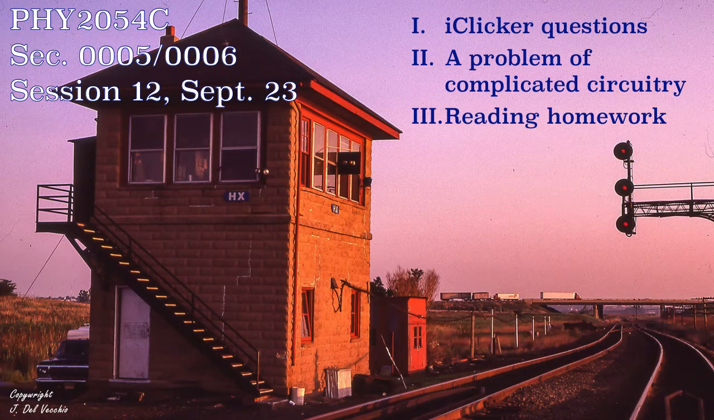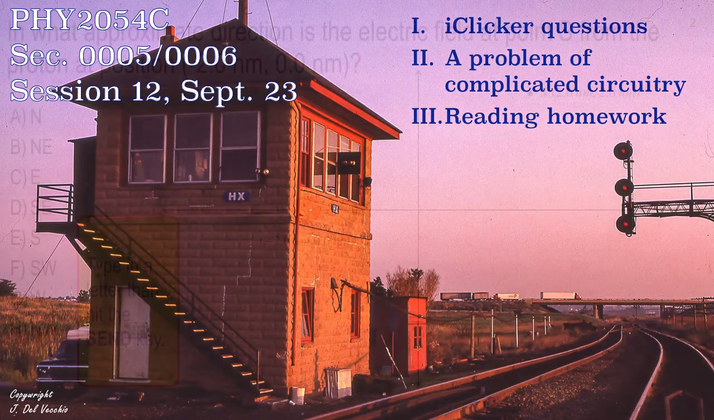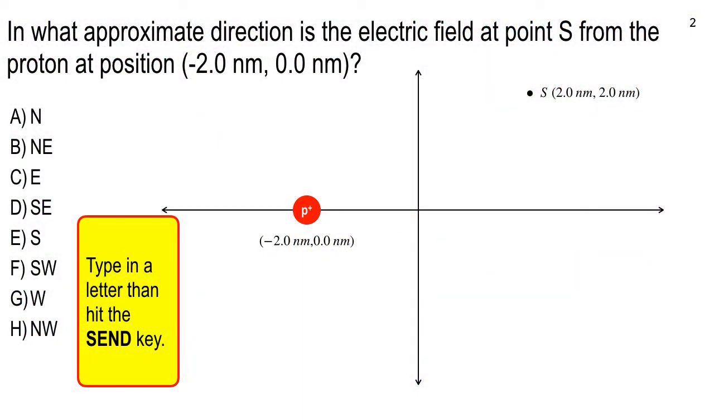All right, now turn on your clickers. Just so you know, this first set is going to be alphanumeric data, so you're going to have to hit the send key. Here's a problem very similar to the exam. Multiple choice, but there are 8 different choices because I'm asking you about a direction.